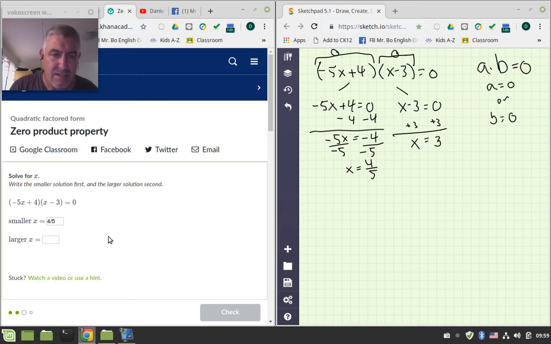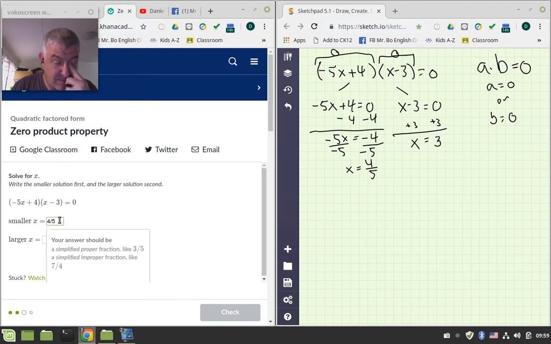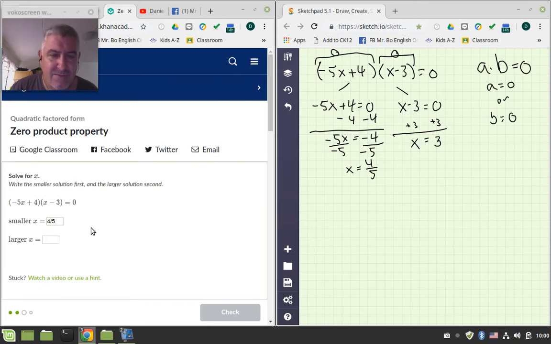When we're going to have a fraction, it tells us, write your fraction. Okay? And 3.